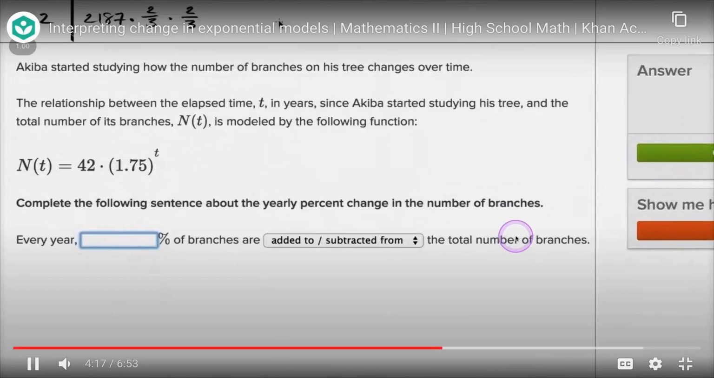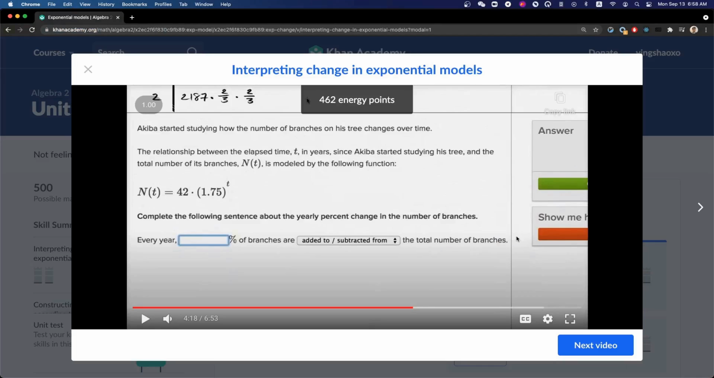All right, let's do one more of these. Well, it's kind of boring. This is too simple. If you get a base number, if it's greater than 1, then the result will always grow. But if it's less than 1, the result would always decrease or shrink.